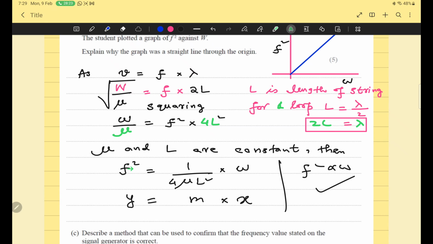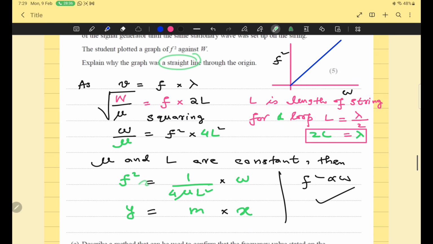And the other way is, sir, f square along the y-axis, weight along the x-axis, and this is the gradient of the line. So you can say the graph is a straight line.